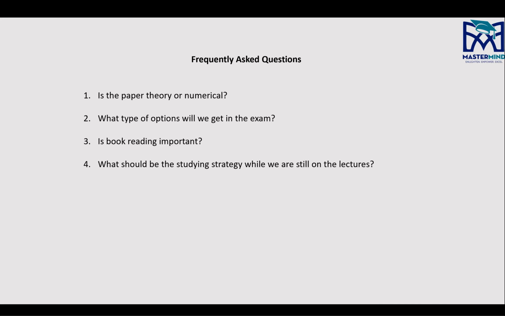What type of options will you get in the exam? You can have multiple options. For example, you can get fill in the blank. You can get, like I said, MCQ based. Choose the right option. Out of 4 options, you'll have to choose one. Out of 6 options, you'll probably have to choose two. Out of 5 options, you'll have to choose three. So there could be various combinations.